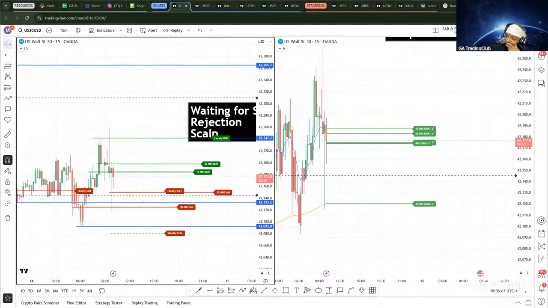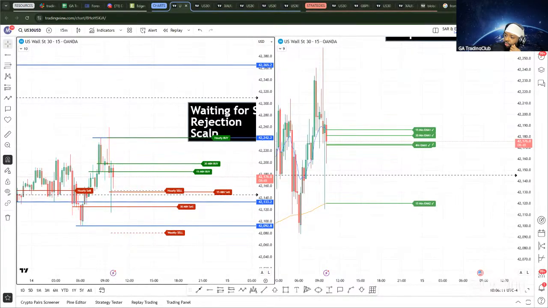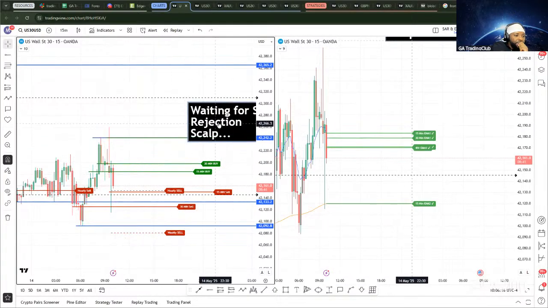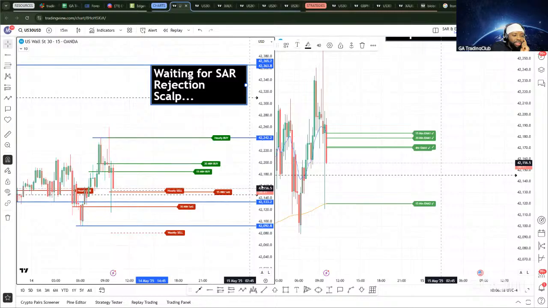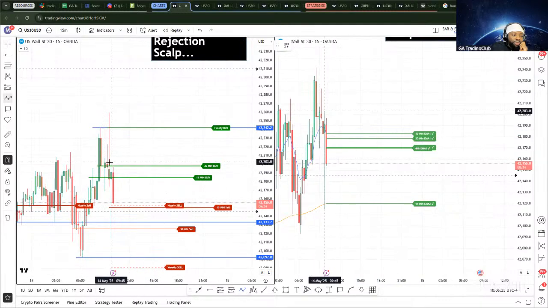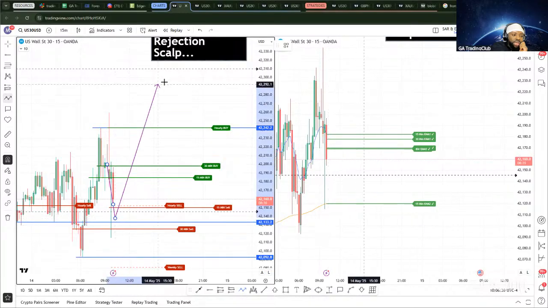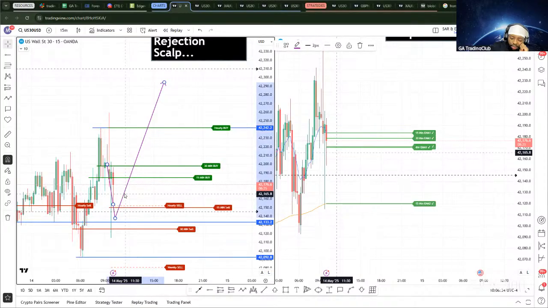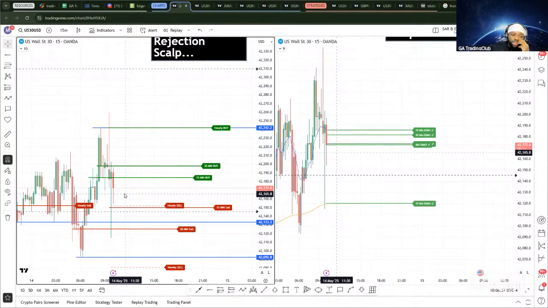Yes, US 30 rejection, resistance. Let's see. Nah, no entry. Yeah, so again, like I mentioned, this 15-minute rejection, the rejections that happen during market open, based off of what I've noticed, price normally uses those areas to reverse to whatever direction. So these 15-minute ones, they kind of show you where price is reversing from.